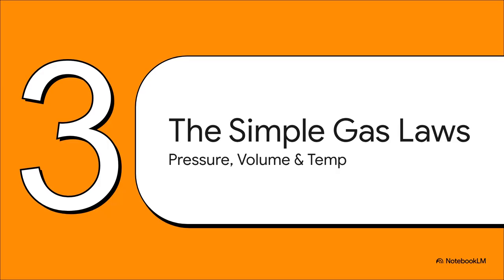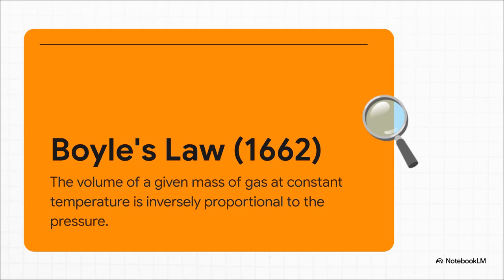So, way before the whole kinetic molecular theory was figured out, scientists were in their labs just messing with stuff. And they started noticing these super predictable patterns. These became the simple gas laws, and they were the first breadcrumbs leading to the bigger picture. First up is Robert Boyle, all the way back in 1662. He figured out something absolutely fundamental. If you keep the temperature of a gas the same, its pressure and volume are inversely related.